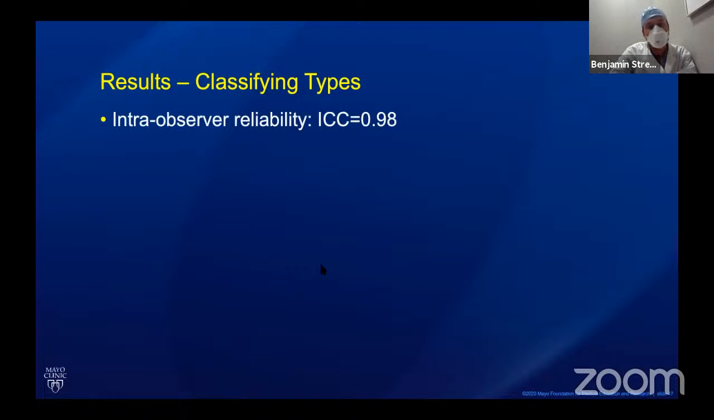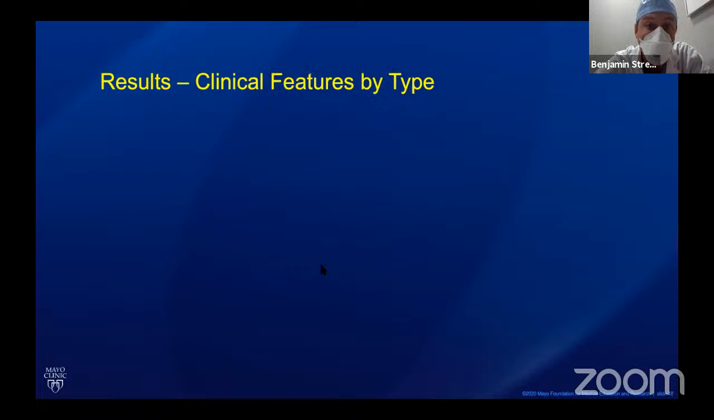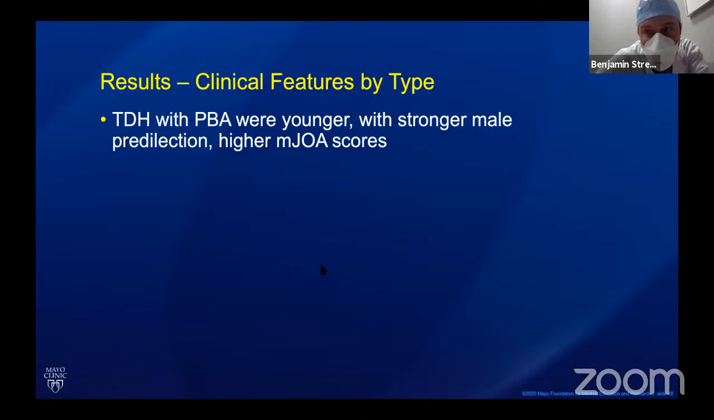So in classifying the types, they did have two spine surgeons classify these types, and they had an extremely high intra and inter-observer reliability, suggesting that their classification schemes were quite robust. The meat of this paper describes the clinical features by the type, and they did have several comparisons listed. So they noted that the TDH with the posterior bony avulsions were usually younger with a stronger male predilection than even their overall cohorts, with higher MJOA scores.